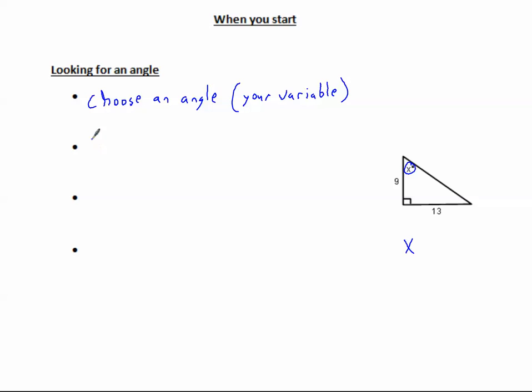Step 2, same thing, label sides as opposite, adjacent, and hypotenuse. Since we are here, the hypotenuse is here, the adjacent is here, the opposite is here. And since I had to turn my page, I'm going to write SOHCAHTOA again.